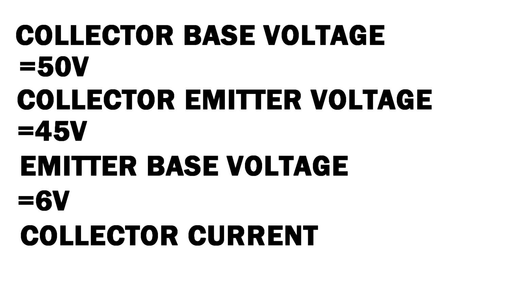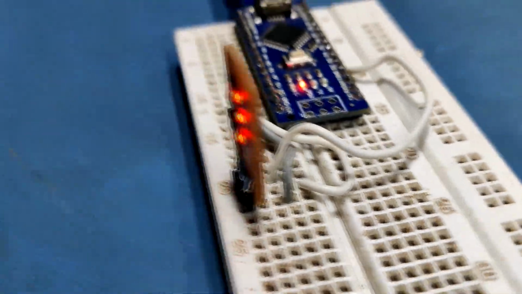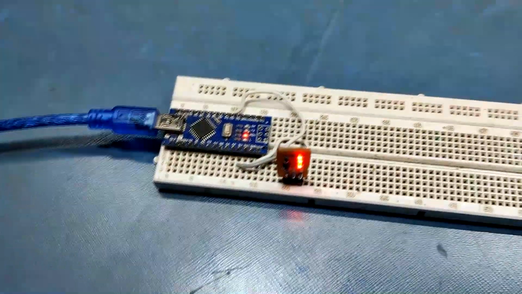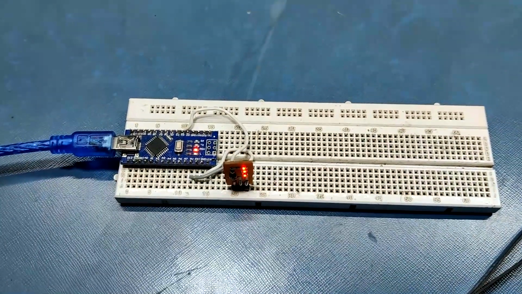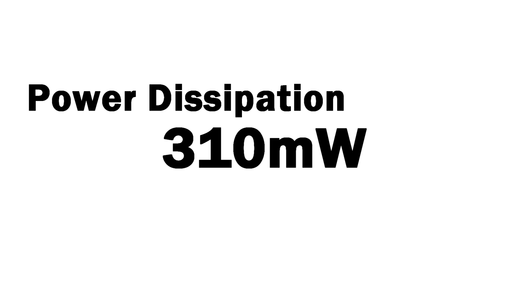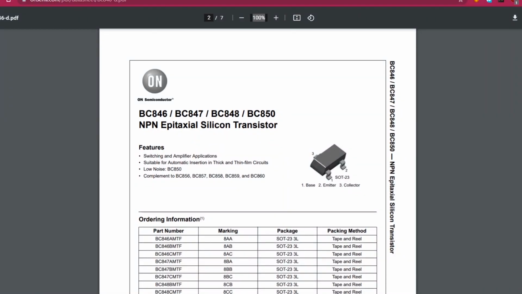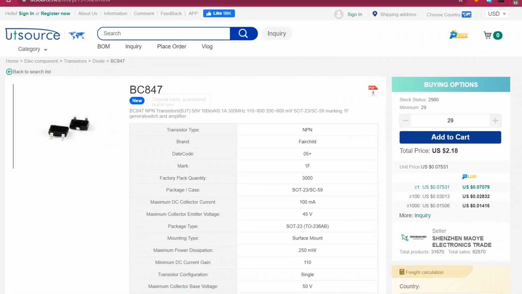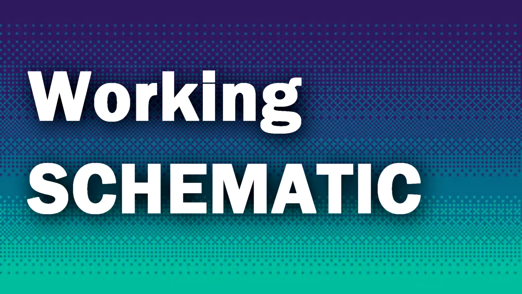Collector current is around 100 mA, which is quite low, so you can only power loads whose current is smaller than 100 mA. For example, a few LEDs and stuff. The power dissipation of this transistor is around 310 mW. You could check out more details from this transistor's datasheet, which can be downloaded from our Utsource page.